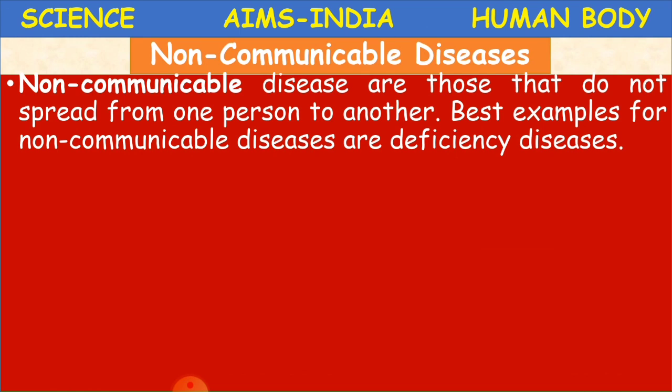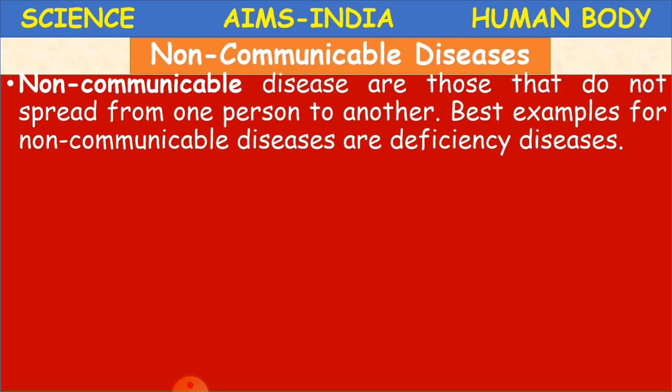Okay, if we are having a non-communicable disease, in the sense we are having a deficiency in our body. Because of that deficiency, we are having that particular disease. So no other person or living or non-living organism is responsible for this. Clear? So the best example for non-communicable diseases are deficiency diseases. For example, I said, like beriberi, scurvy and all that. So these are deficiency diseases.